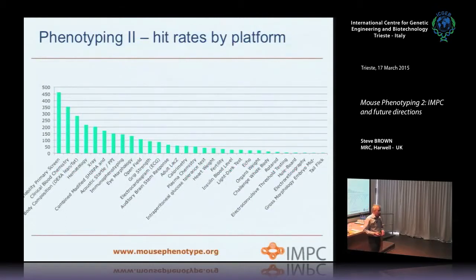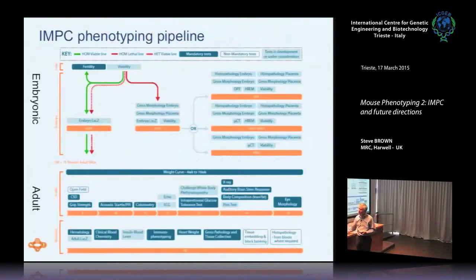The same applies if we look at the hit rates, the number of annotations we're getting according to the different phenotyping platforms we're using, all the way from viability primary screen through clinical blood chemistry, body composition, DEXA, and so on, right down to some tests where we're not getting very many hits. That might partly reflect that there aren't that many genes which will give us hits, but almost certainly in some cases, it indicates that we don't have quite the right test for looking at that system.